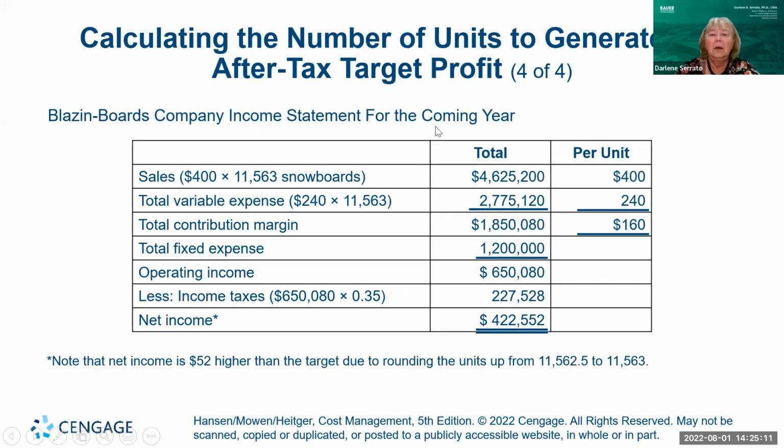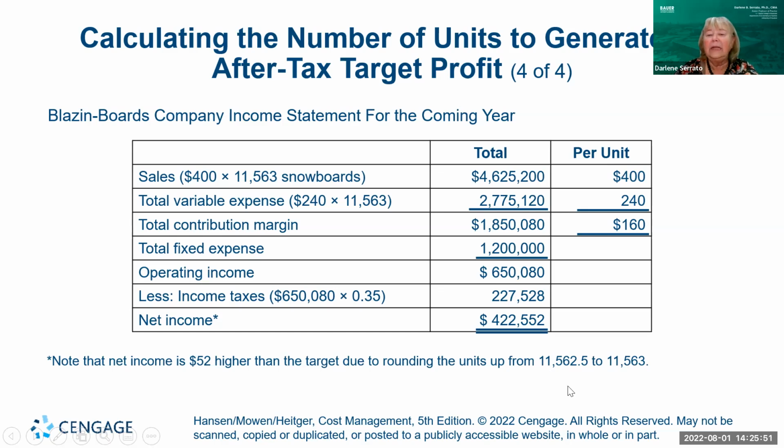So we had 11,563. We're going to prepare a contribution format income statement. Sales revenue minus variable expenses equals contribution margin, minus fixed expenses gives us our operating income, minus the income taxes, ends up giving us net income after taxes. It's a little bit larger because we rounded up the number of units that we had when we solved for Q.